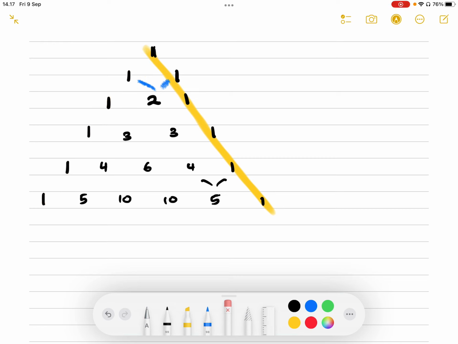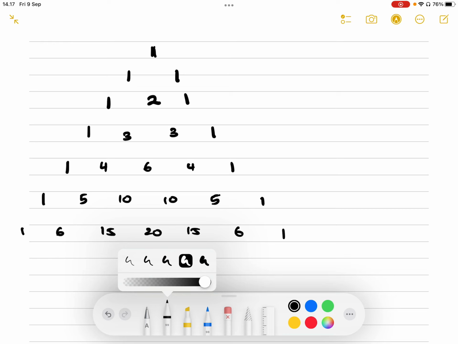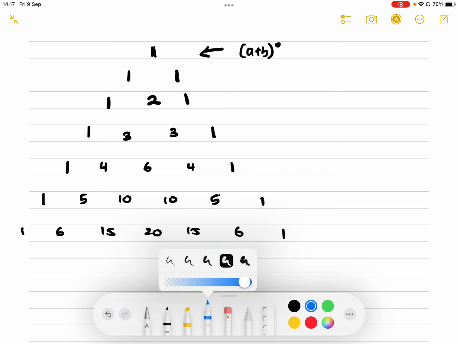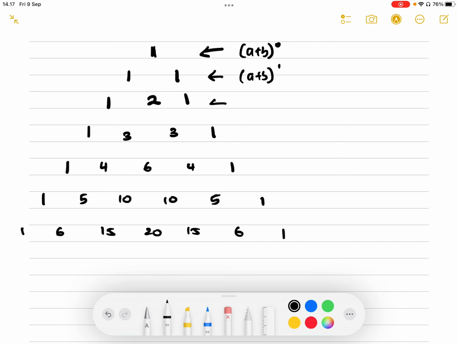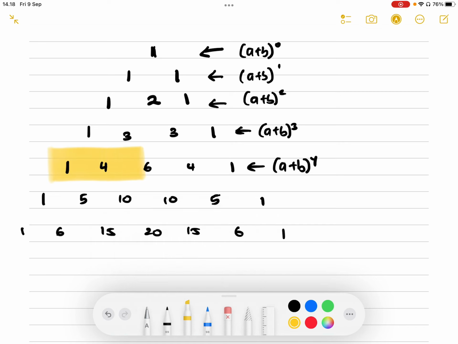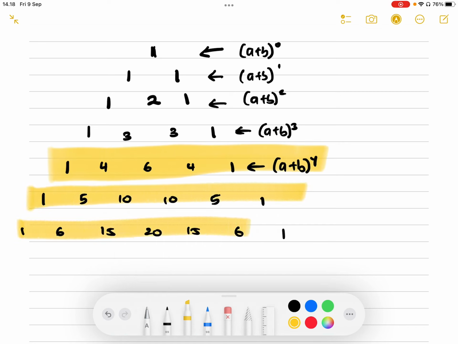Okay, so this is the Pascal triangle. If I continue with another line: 1, 6, 15, 20, 15, 6, and 1. Now, when do we use it? This one always starts with the power of 0. So a plus b to the power of 0. And then this one is for the power of 1, a plus b to the power of 1. This one is for the power of 2. This one is for the power of 3. And this one is the power of 4, and so on. Understand? Power of 4, power of 5, power of 6.